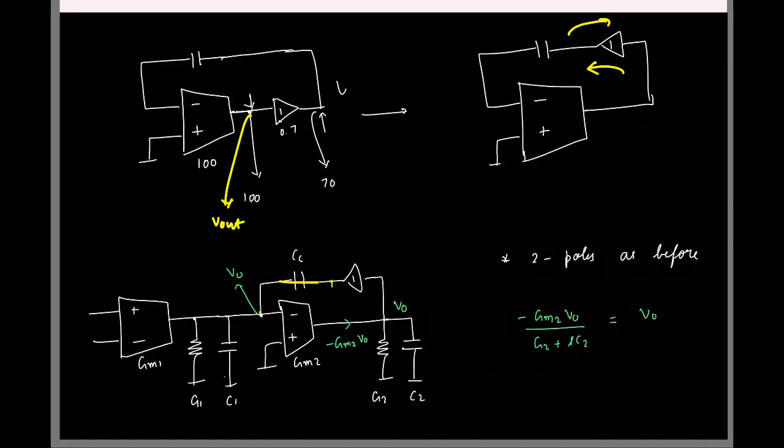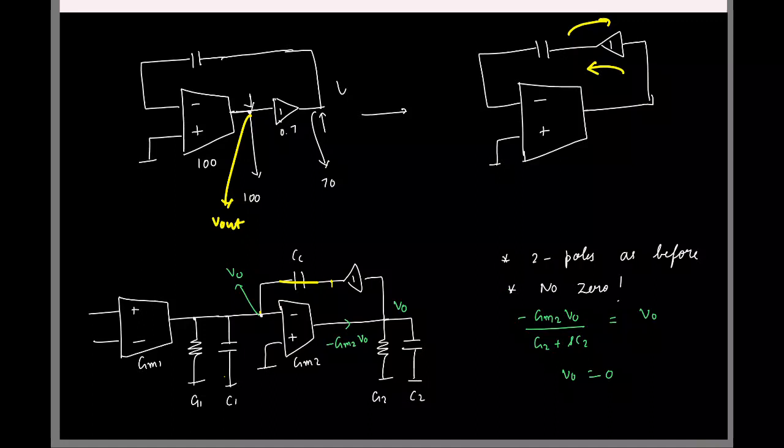So what can you say about V naught? V naught will be 0. So even if I short the third capacitor, the output goes to 0, which means we don't have any zero. And that's something we should expect intuitively. So we don't have any zero.